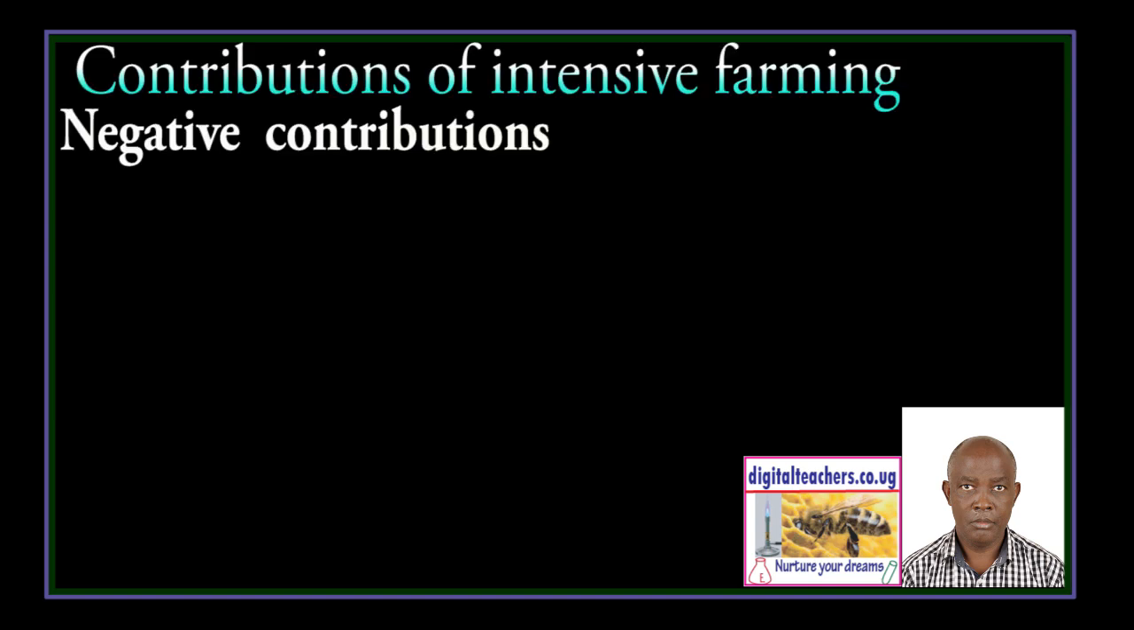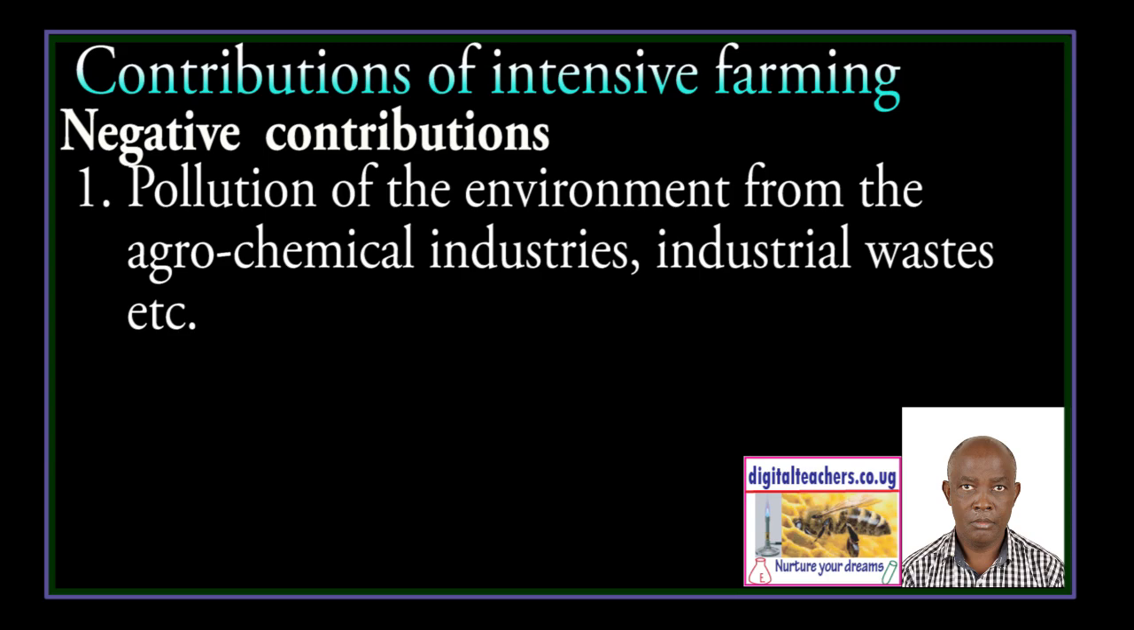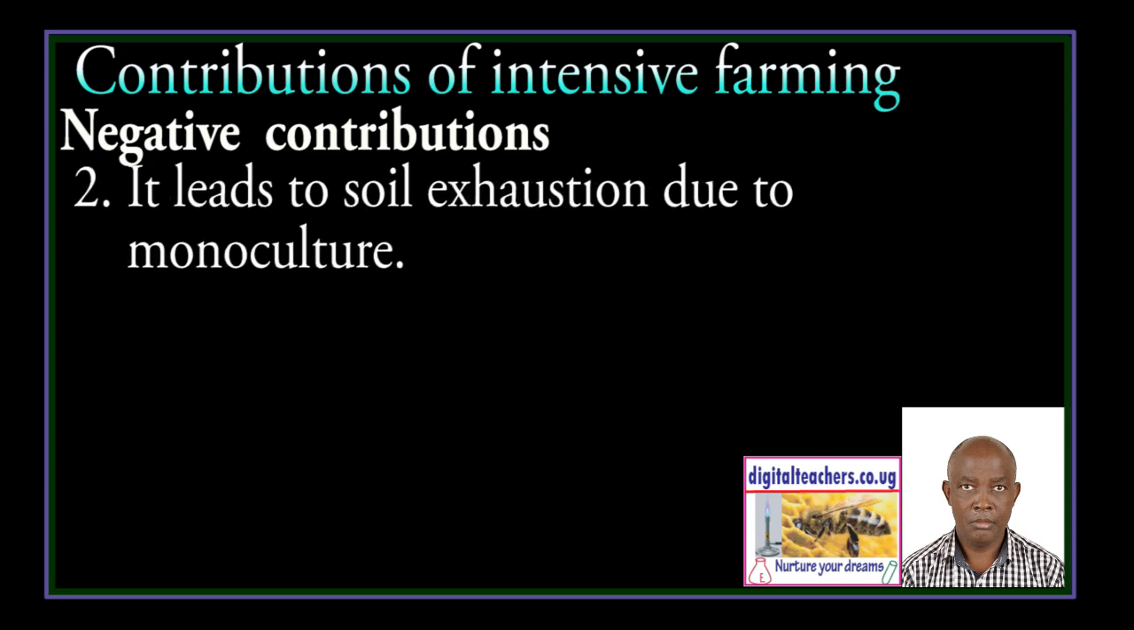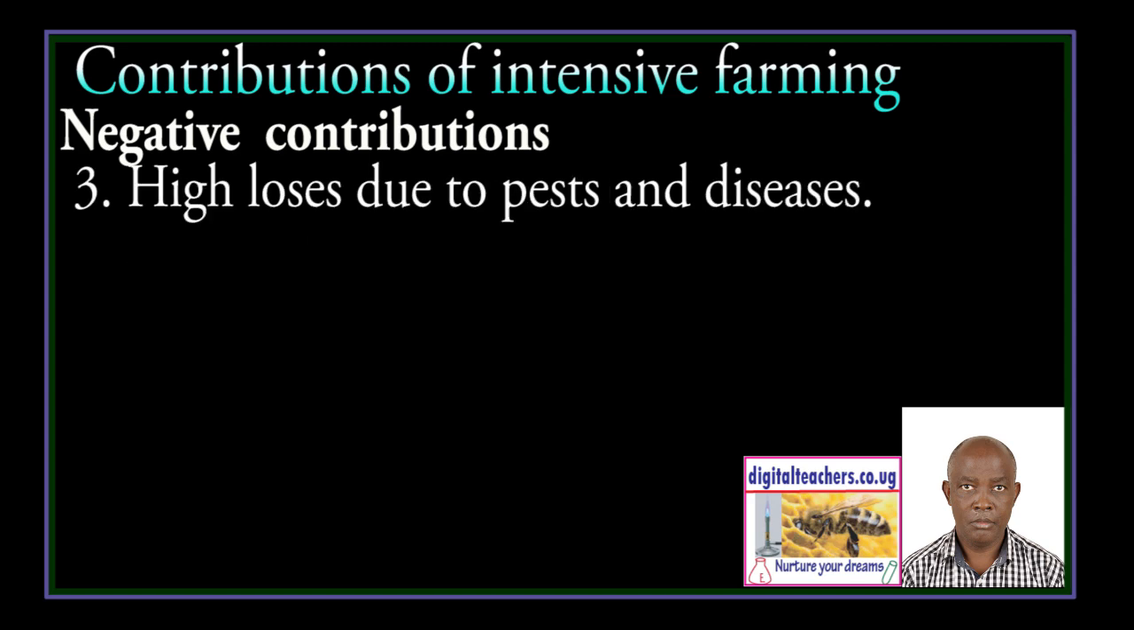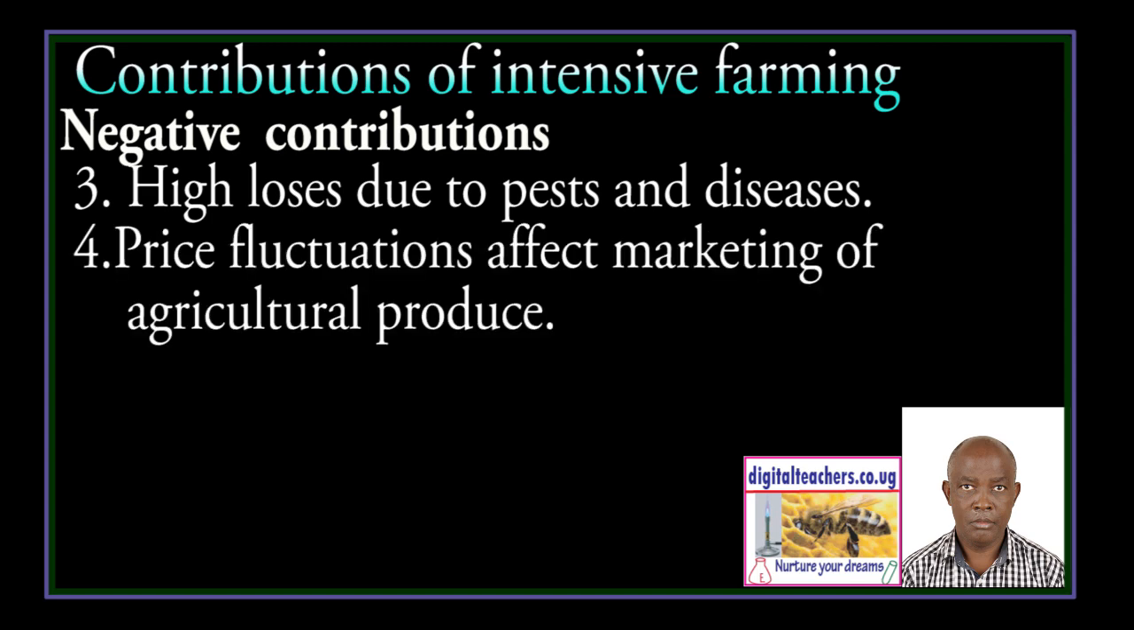Negative contributions of intensive farming. Pollution of environment from agrochemical industries, industrial wastes, and so on. Leads to soil exhaustion due to monoculture. High losses due to pests and diseases. Price fluctuations affect marketing of agricultural produce.